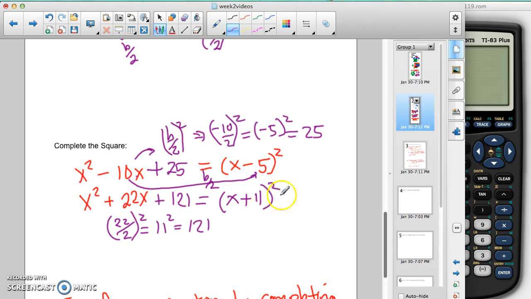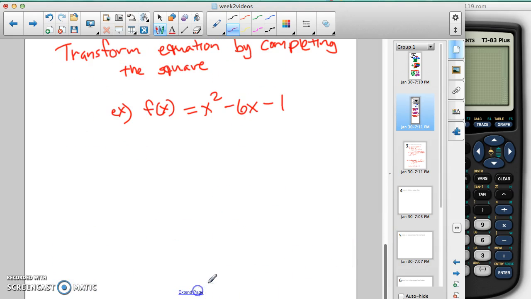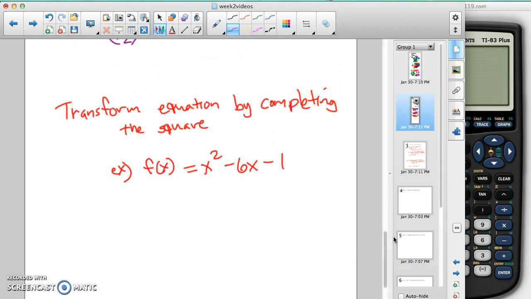So if we have that process down, it can help us find the vertex form. The vertex form is what we're going to use on this next example. We're going to transform this equation by completing the square, and then we'll see the vertex. This one we're going to start off with a is 1, and in the next video we're going to use a is not 1. It's going to be a little bit more work in that we have to factor out the a. So in this video we're not going to do that.